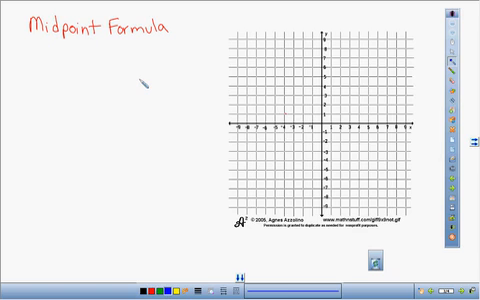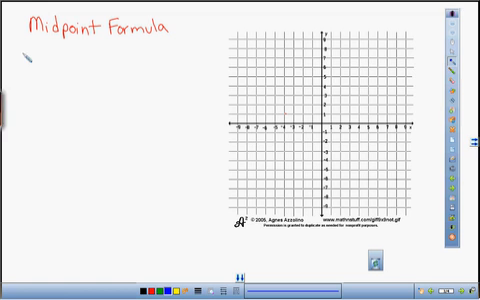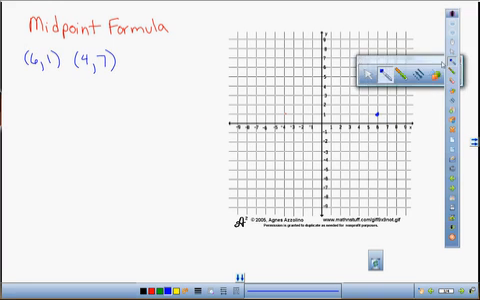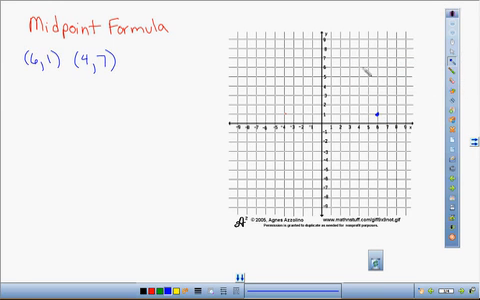It doesn't tell you how far halfway is. It just tells you exactly what point is halfway between 2 points. So let's take a look at the points (6, 1) and (4, 7). We want to know exactly what point is halfway between there.